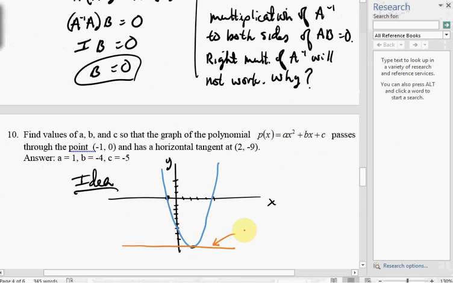Horizontal tangent, right? In other words, p prime of x is equal to 0 there, right? The derivative is set equal to 0.